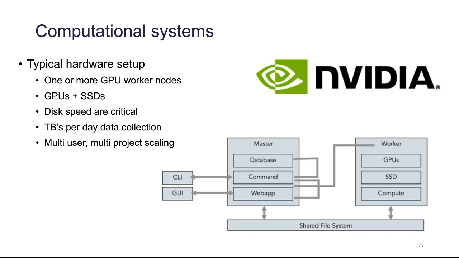A microscope can generate multiple terabytes per day of raw data, and typically these need to be saved for at least until a project is complete and usually even archived afterward. Multi-user and multi-project scaling also generally requires a cluster setup with at least a fast shared file system and multiple worker nodes, each with multiple GPUs available.